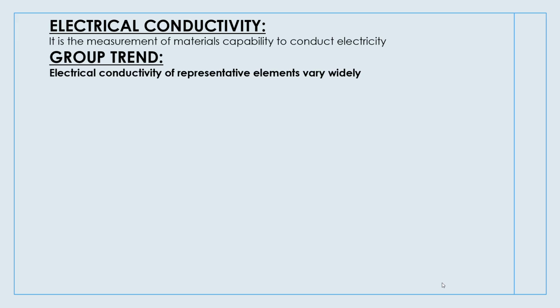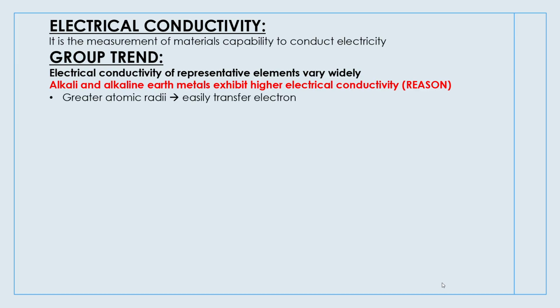For the group trend of the representative elements, the electrical conductivity varies. Alkali and alkaline earth metals show the highest electrical conductivity. You can get this in a reason question as well. Why? Because they have greater atomic radius. Since they have the greatest atomic radii, the electrons can be transferred easily. If the transference of electrons is easier, it means they are good conductors of heat and electricity, so they have higher electrical conductivity.